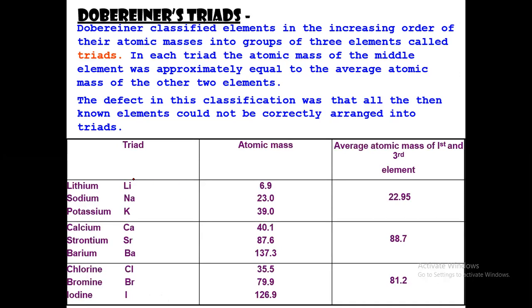Here, there are three elements in one place. These are three in one place, as well as these are all three in one place. Total three elements at one place. That's why these are known as triads.